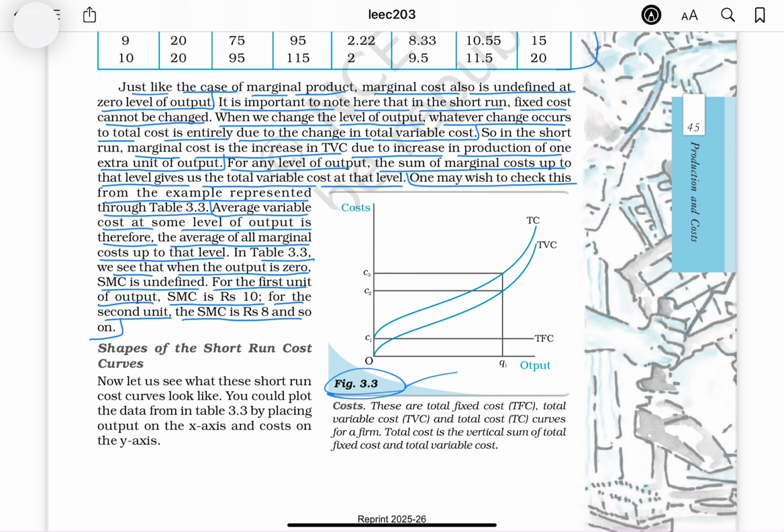ये दिखा रखा है फिगर 3.3 में कॉस्ट है. These are total fixed cost TFC, total variable cost TVC, and total cost TC curves for a firm. Total cost is the vertical sum of total fixed cost and total variable cost.